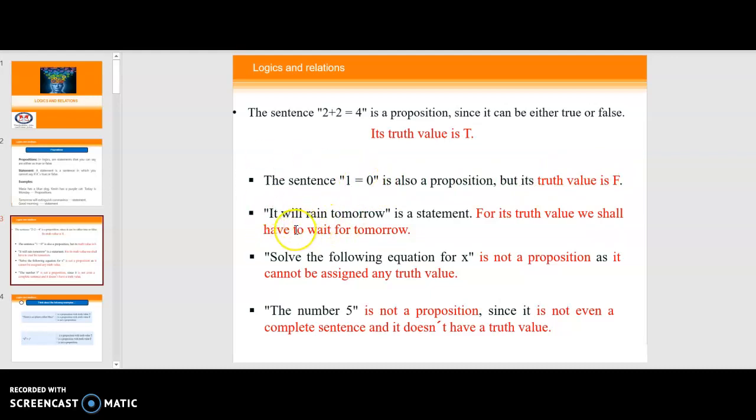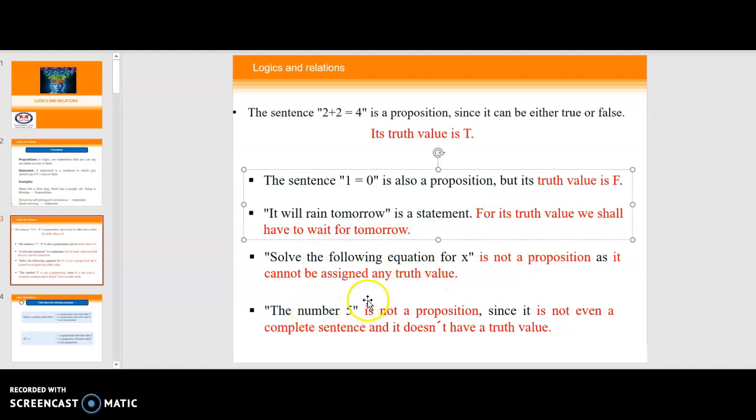The next one, it will rain tomorrow. It's a statement because we don't know if it will rain or not. It's only a sentence that we cannot say if that's true or false. And the next one, solve the following equation for x. This is an imperative sentence that we cannot say if that's true or false because it's only given an instruction. Solve an equation, but we don't have a truth value.